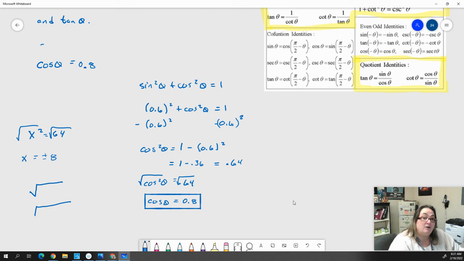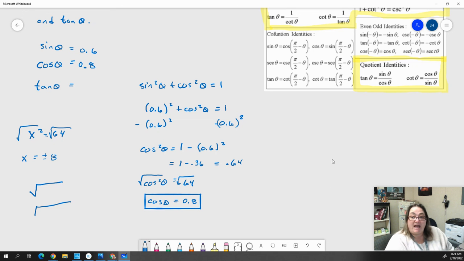So we know that this is 0.8. So what do we know? We started with sine of theta equals 0.6, and we have cosine of theta equals 0.8. We also need to find tangent of theta.